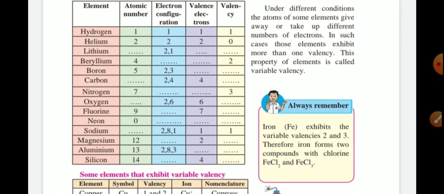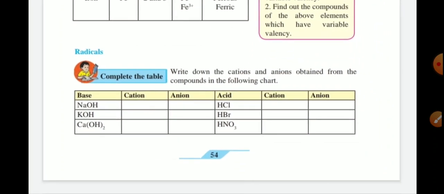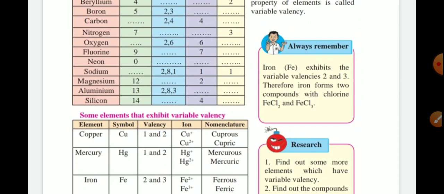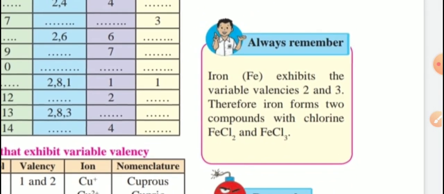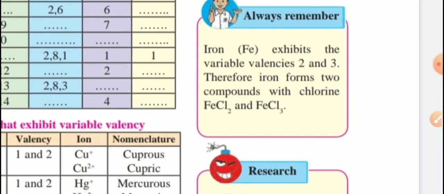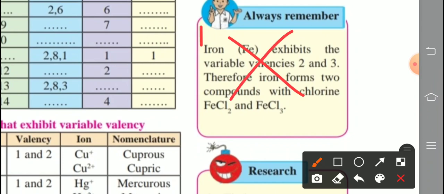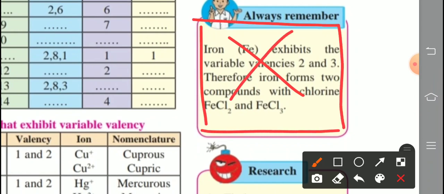Now the next point is given on page number 54. Check that. Which part is omitted on this page? First of all, we discuss that. Always remember, this box is omitted from our syllabus. Only this much part is omitted on page number 54.